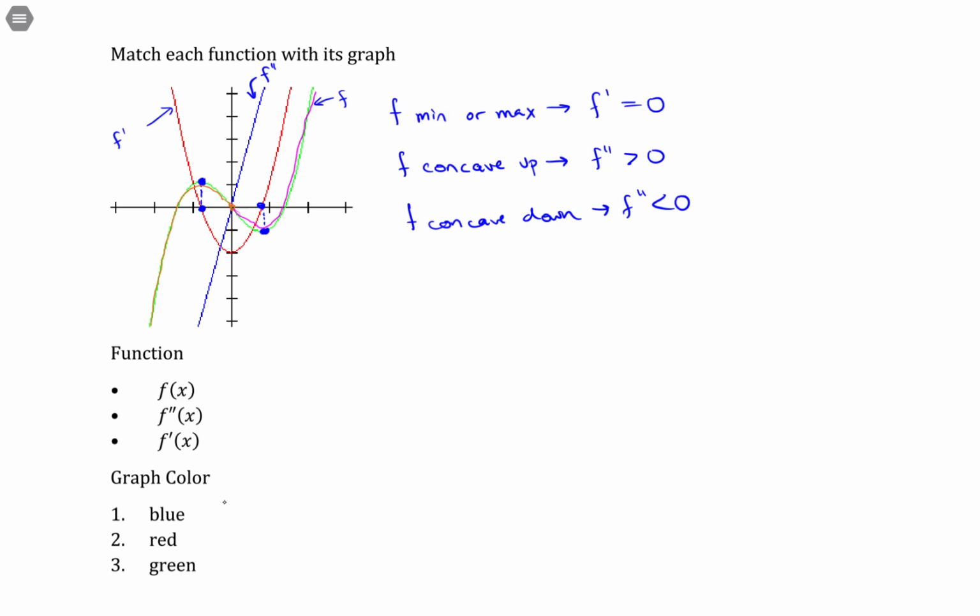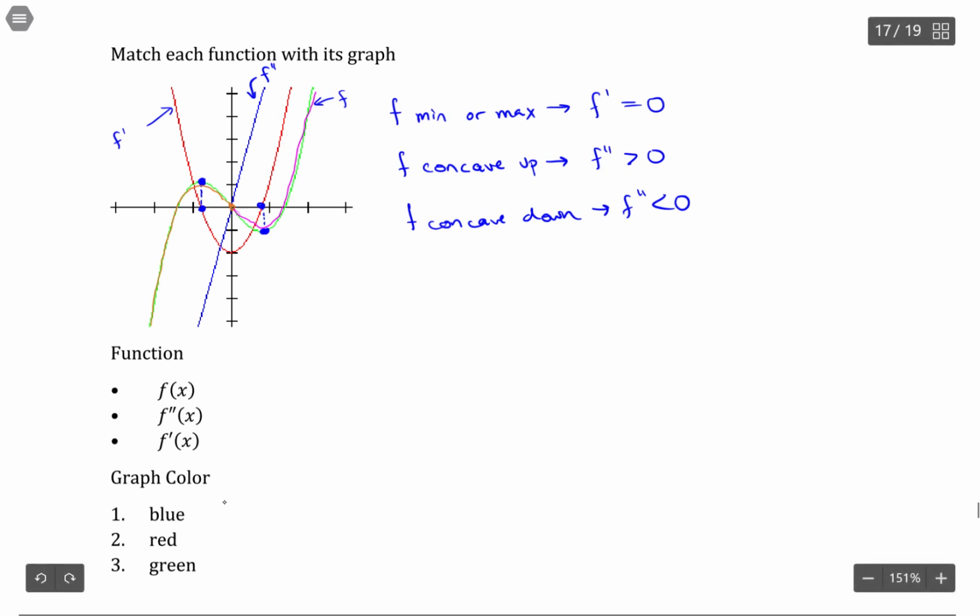And the second derivative, this line, notice it's below the x-axis on this interval. So what that means is the second derivative is less than 0. So concave down, second derivative is less than 0. So that works out. So the solution here, the original function is the graph in green. The second derivative is the one in blue. And the first derivative is the one in red.